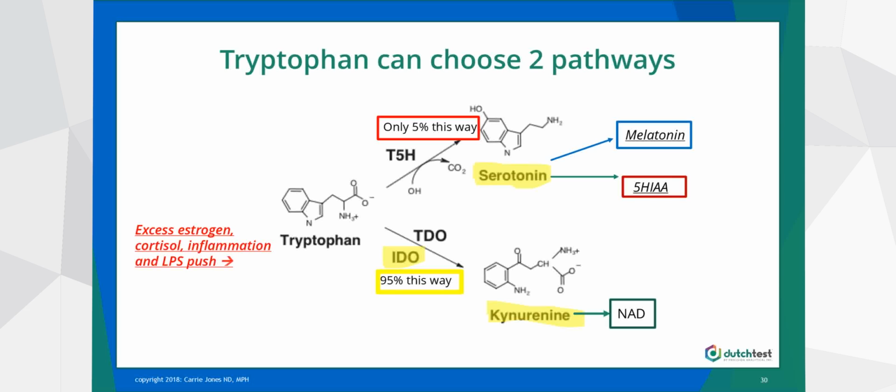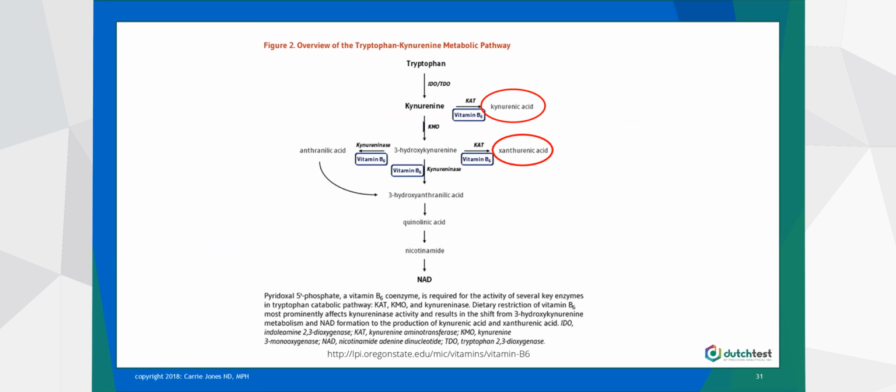And again, excess estrogen, excess cortisol, excess inflammation, and LPS from gram-negative gut bacteria push it the other way. So imagine if you have a slight drop in that 5%, you might have real big problems with your serotonin and thus your melatonin, but we'll talk about that with 5-HIAA. So again, just the visual: if you're new to the kynurenine pathway and you don't know where this falls, you can see tryptophan at the top, NAD at the bottom, and you can follow the arrows down and see where that goes. Or you can look up the kynurenine pathway online and you'll see it.